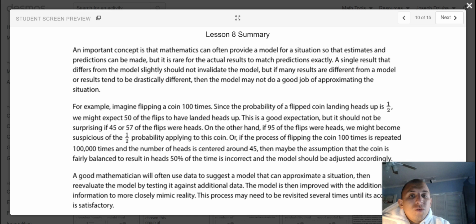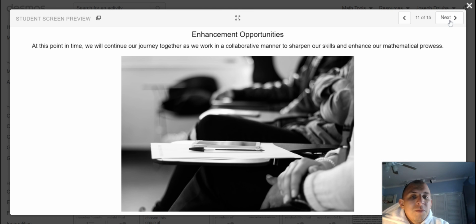As always, make sure you read through the Lesson 8 summary. It is very well written and should help clear up any misconceptions before pausing, where we can tease apart these concepts together in class.